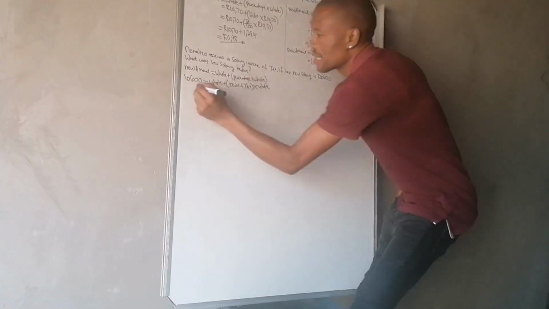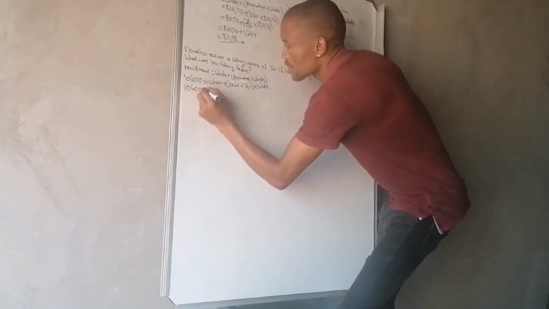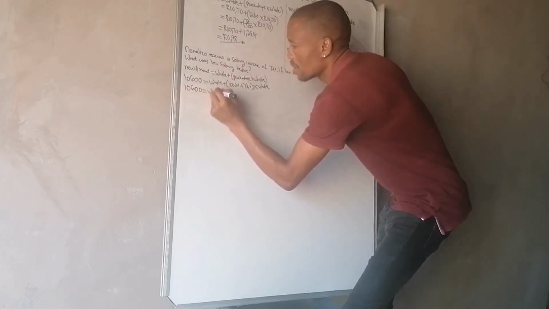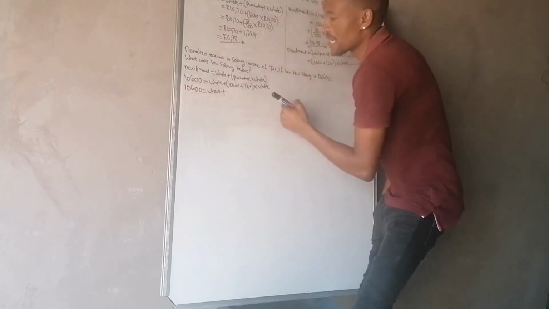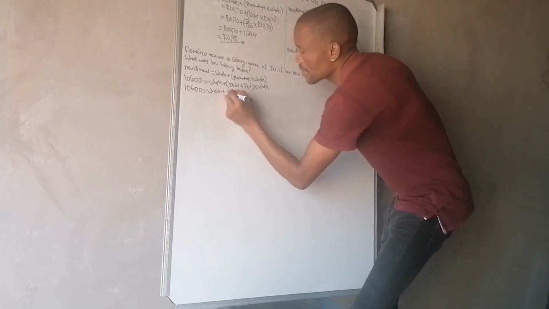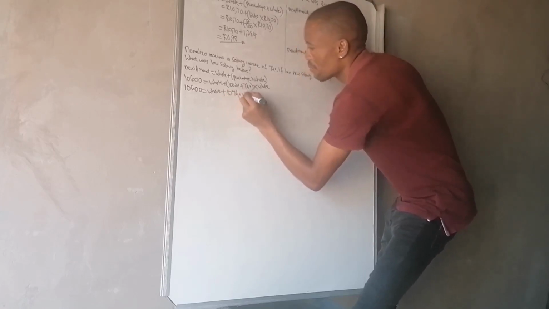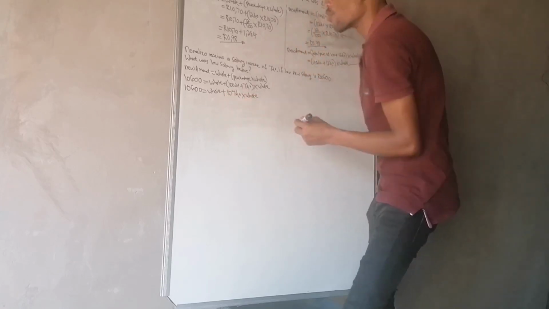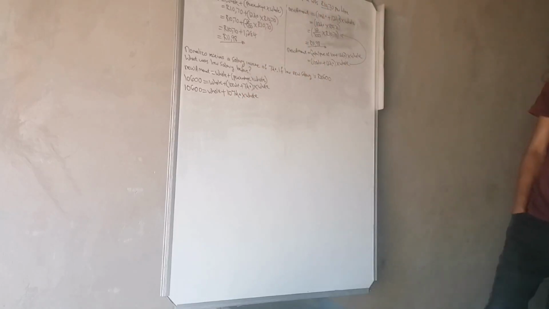Right, I have 10,600. It equals a whole plus 100 plus 7, that is 107% multiplied by a whole.